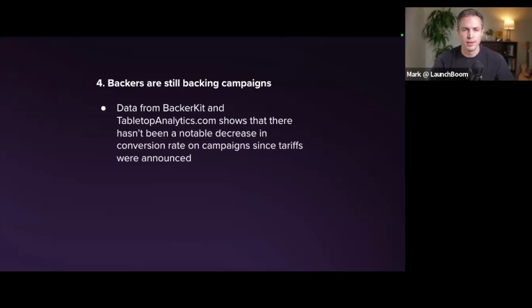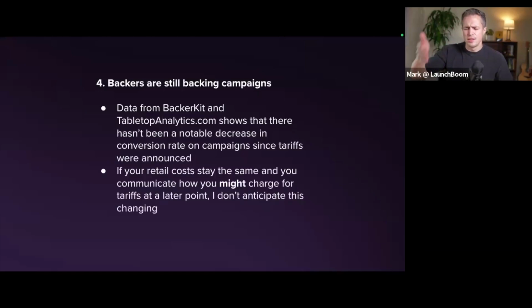This is something that we'll keep looking at. But I think the main thing here is another reason why you should be careful about raising your retail costs. If retail costs all of a sudden start going up a lot on the front end of campaigns, I would anticipate, this is my opinion, that there will be a decrease in conversion rate. But just like how we see with charging extra for shipping, tax, and VAT, if it's communicated properly on the campaign that there might be an extra fee for US backers 6 to 12 months from now, and we're going to push it out as much as possible, there won't be any big notable difference in the conversion rate on the campaigns.